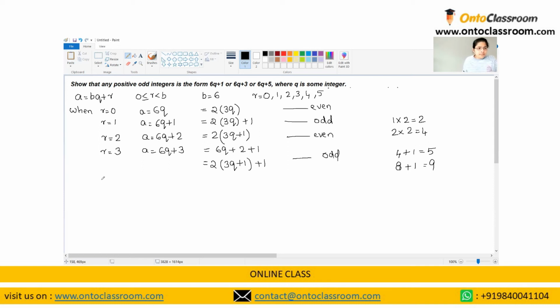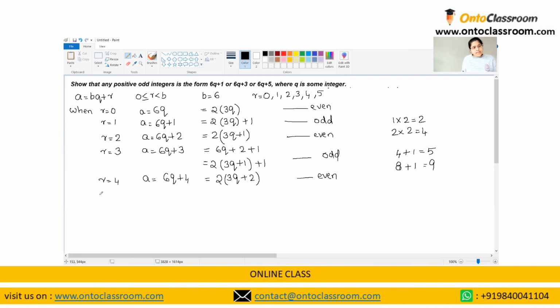Then r is equal to 4. Then we get a is equal to 6q plus 4. We can write this as 2 multiplied by 3q plus 2. So again, some integer multiplied by 2, we will get an even number.